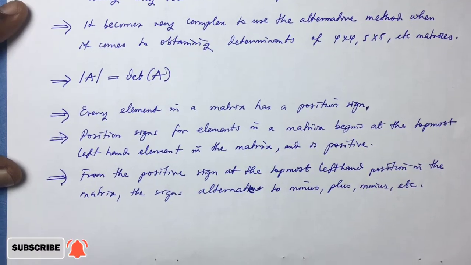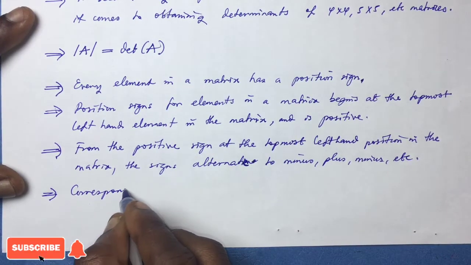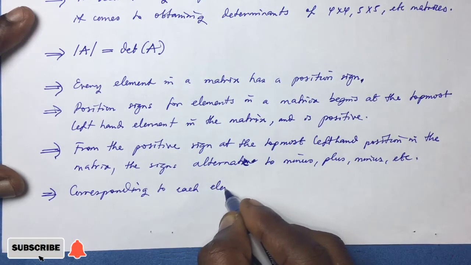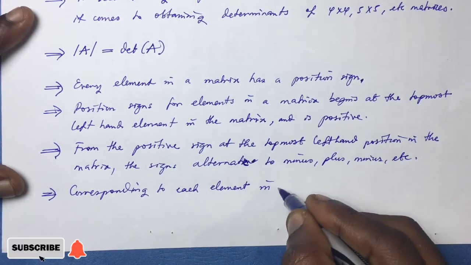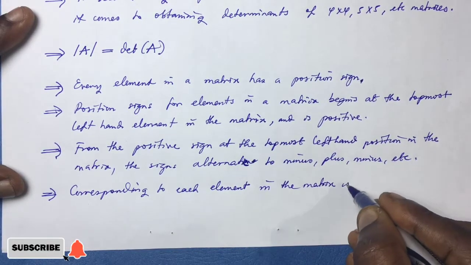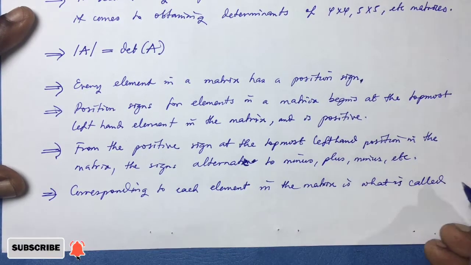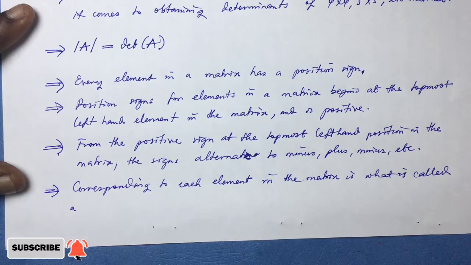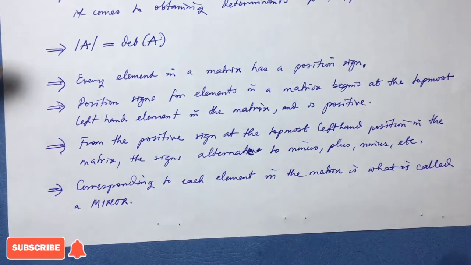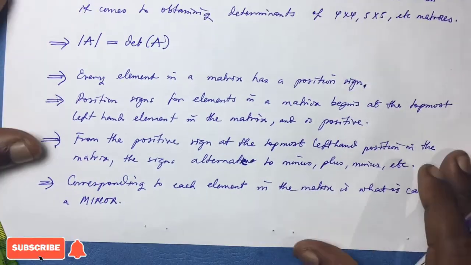Now, the last thing I want to say is that corresponding to each element in the matrix is what is called a minor. Okay? Now, the minor, I'm going to show you how to obtain in this video.